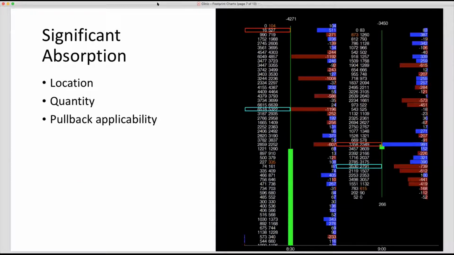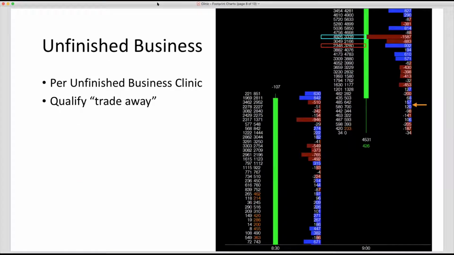Okay, next pattern, unfinished business. Well, we did a whole clinic on this, and I'm referencing it here purely because it is one of my go-to patterns within the order flow. So I am very interested in unfinished business at extremes of the session, and I will qualify it whether it's a trade away or whether we're likely to go back there.